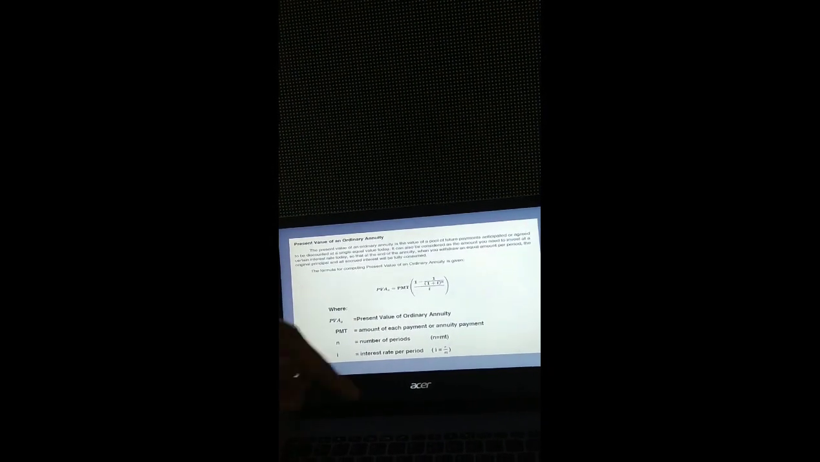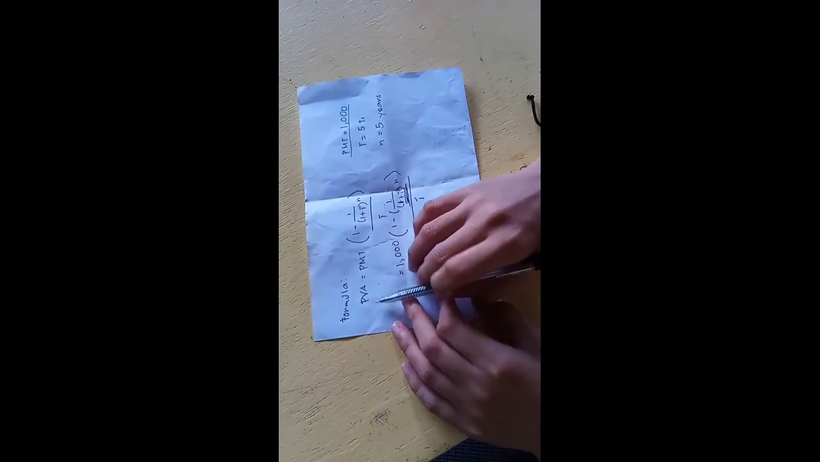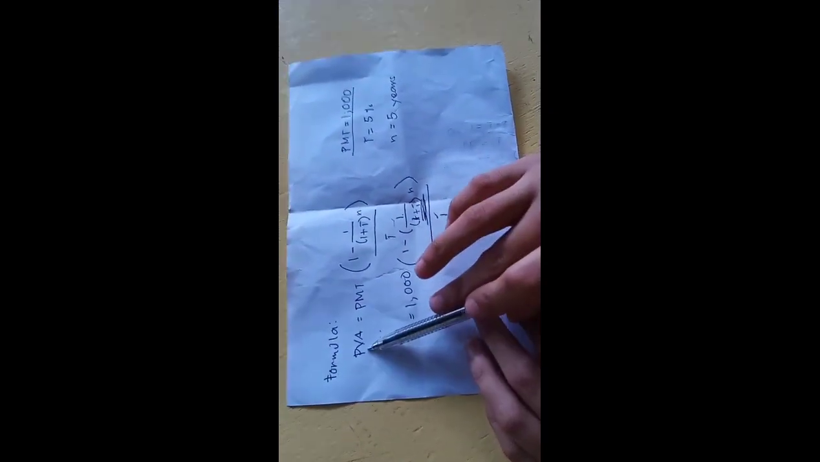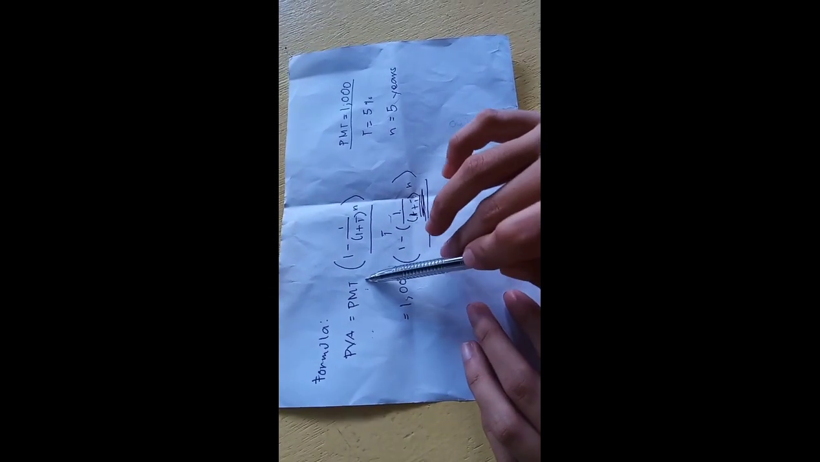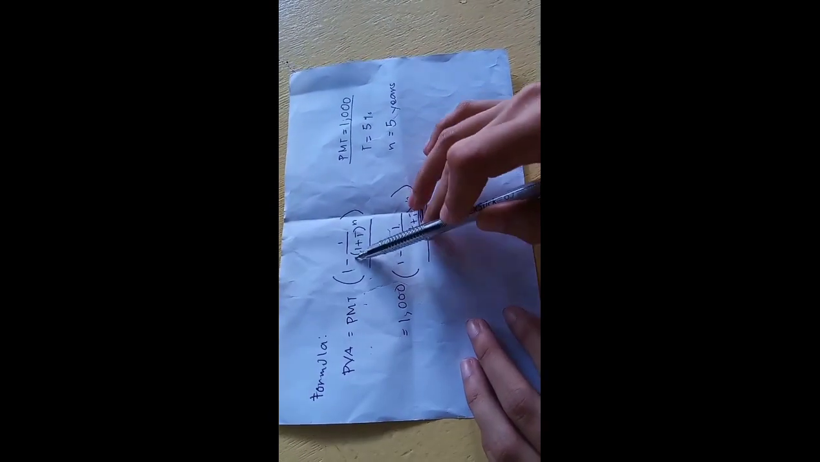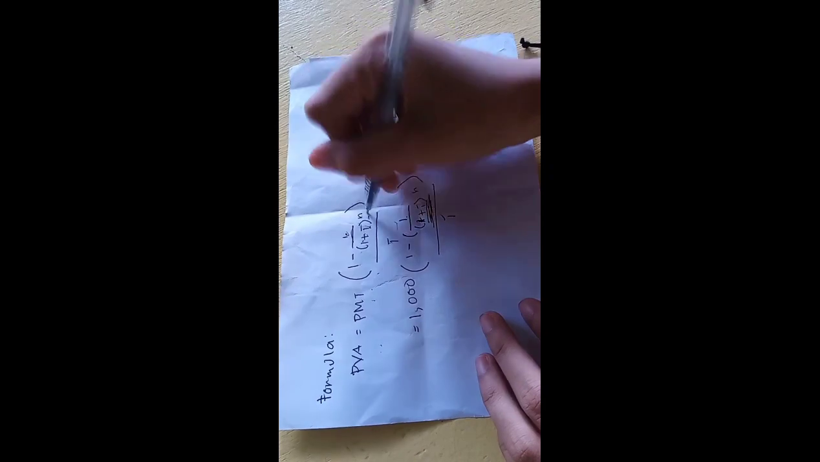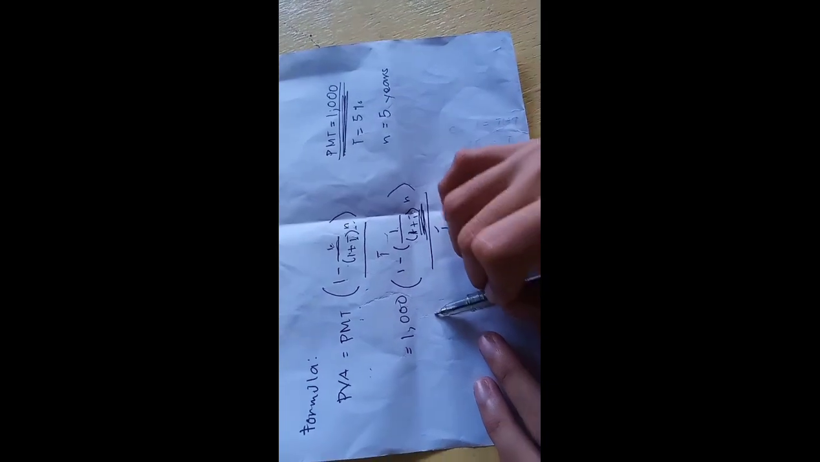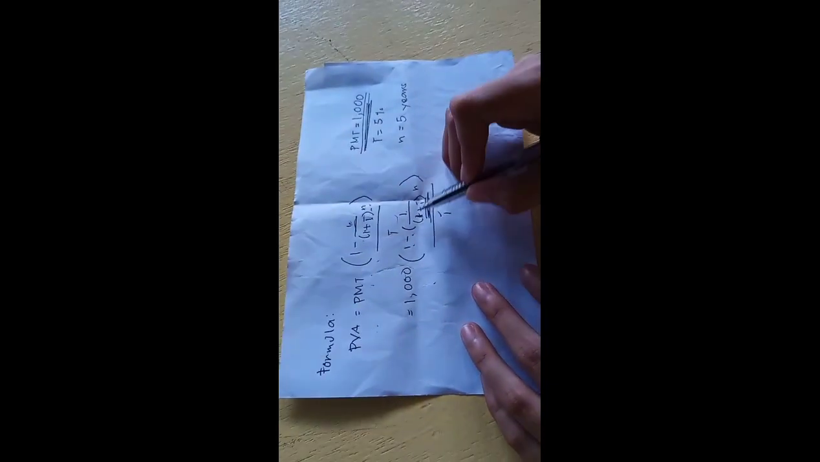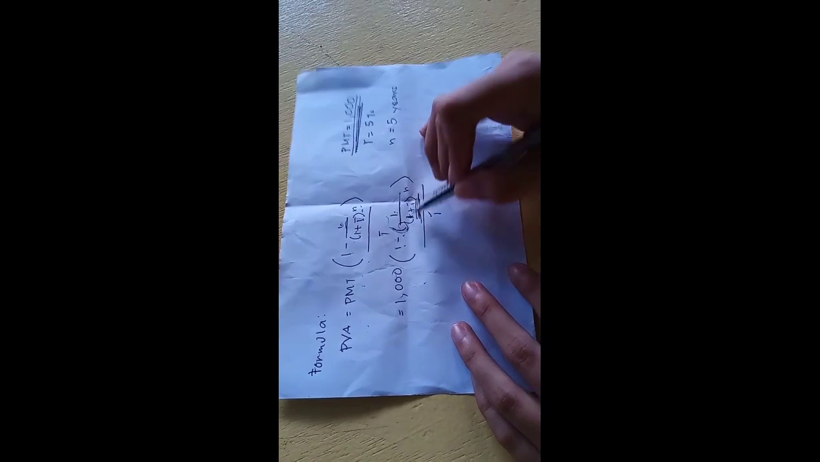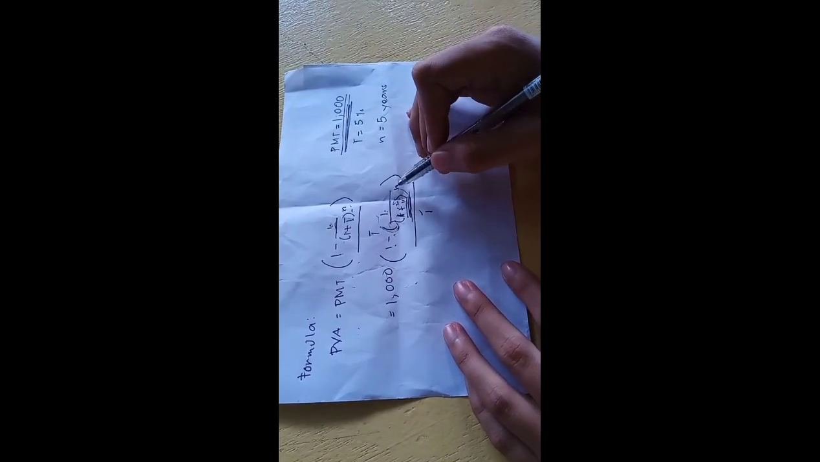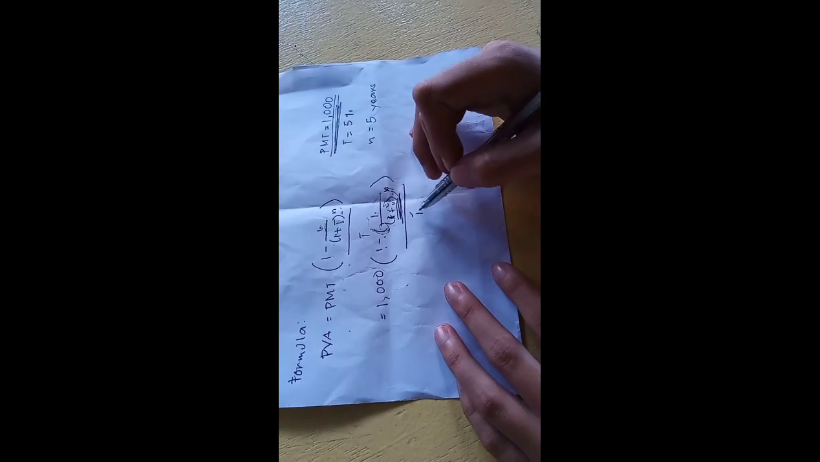The formula of computing present value of an ordinary annuity is given. This is the formula; I will explain how to solve it. So, what we will get is the PV. PV equals PMT times 1 minus 1 divided by 1 plus interest raised to the n, all divided by the interest. So, copy the 1,000 PMT, then 1 minus 1 divided by 1 plus interest raised to n, divided by interest.